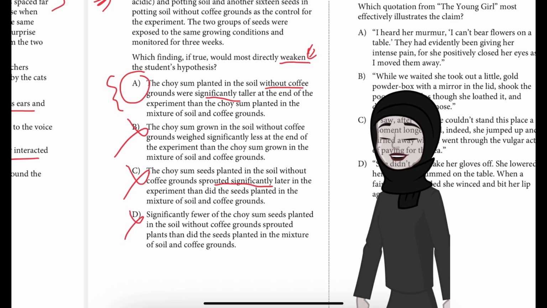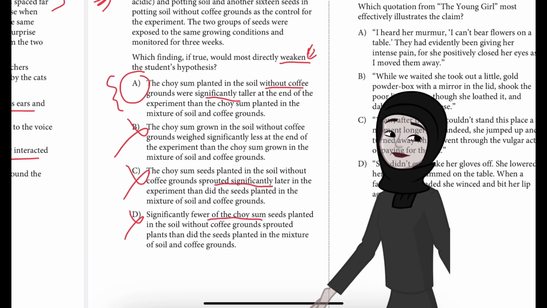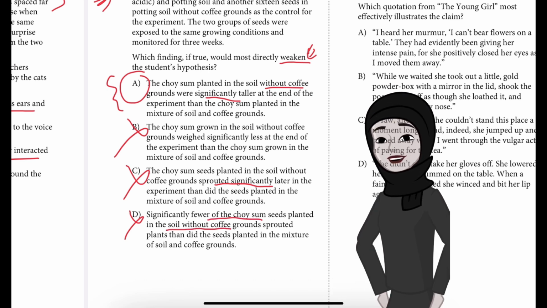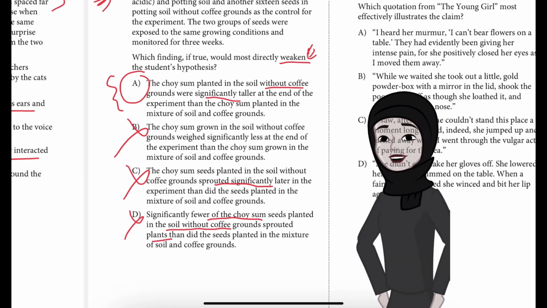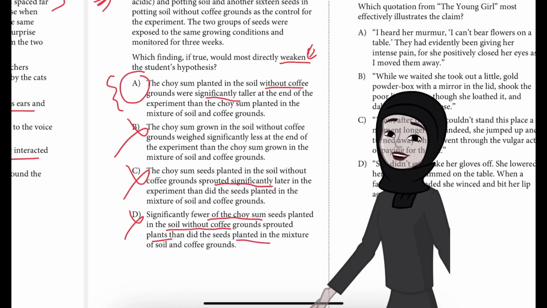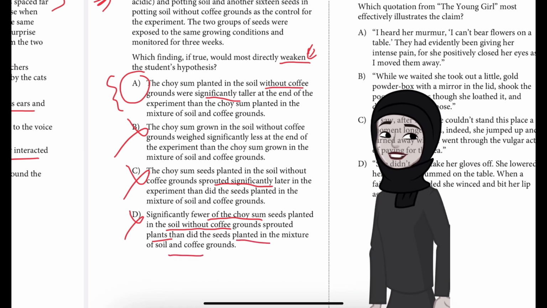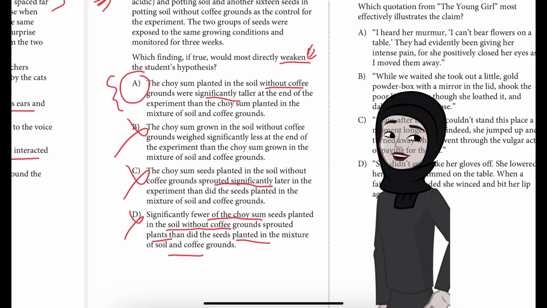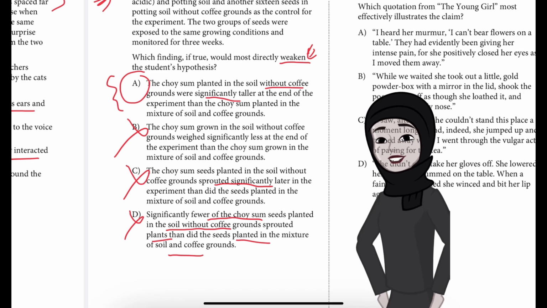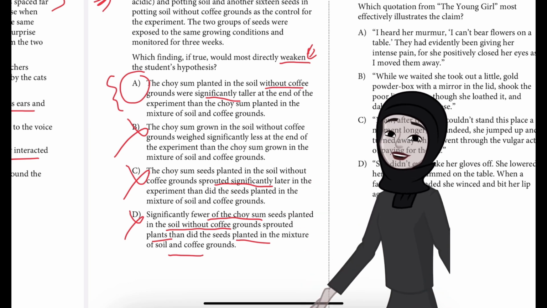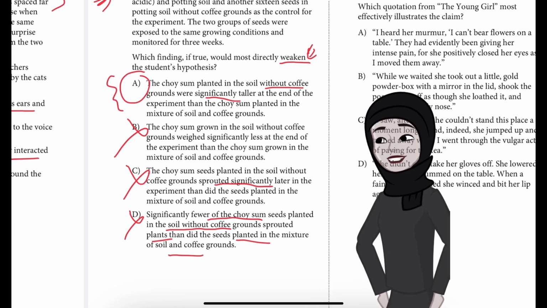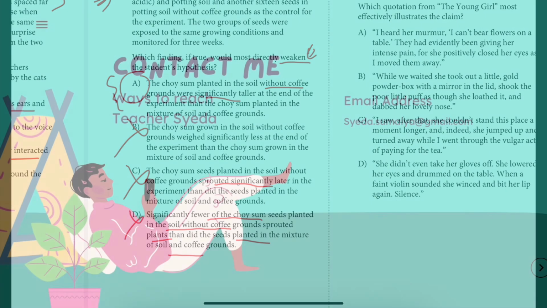And D also is incorrect. What this says is that significantly fewer of the choy seeds planted in the soil without coffee grounds sprouted than did the seeds planted in the mixture of soil and coffee grounds. So if this is true, that seeds planted in the neutral soil without coffee grounds sprouted significantly fewer plants than seeds planted in the acidic soil and coffee grounds mixture did, this finding would strengthen, not weaken, the student's hypothesis that choy benefits from acidic soil. So I hope that's clear.